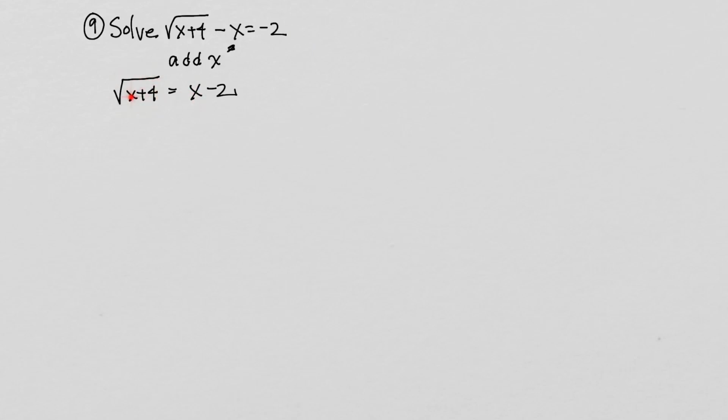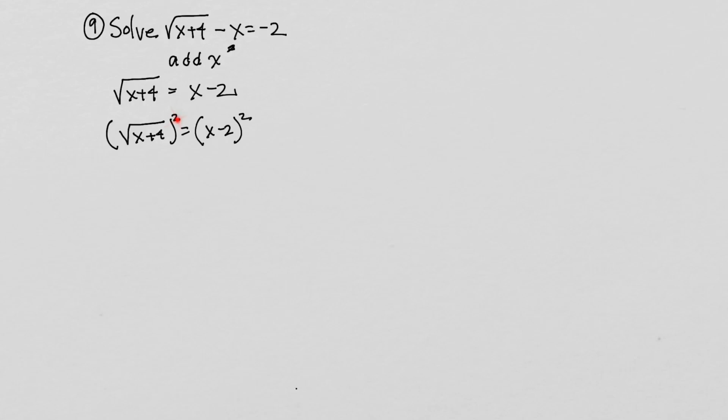And now, to eliminate the radical, I know it's a square root. I know if I square a square root, the radical comes off. So I'm going to indicate what I'm going to do here. I'm going to square both sides. So I'll indicate it like this. The quantity, square root of x plus 4 squared, is equal to this whole right side, x minus 2 squared.